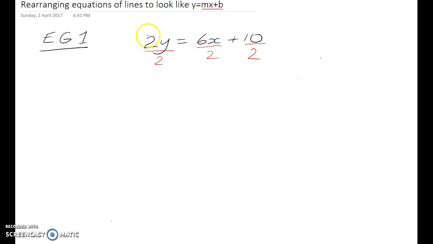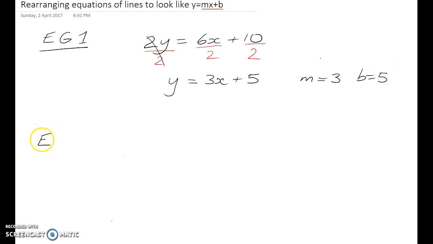So that's good because now that's gone and I've just got y equals, well, what's half of 6x? 3x. And what's half of 10? 5. So now I've got it in the y equals mx plus b formula, and then m equals 3 in this instance and b equals 5.